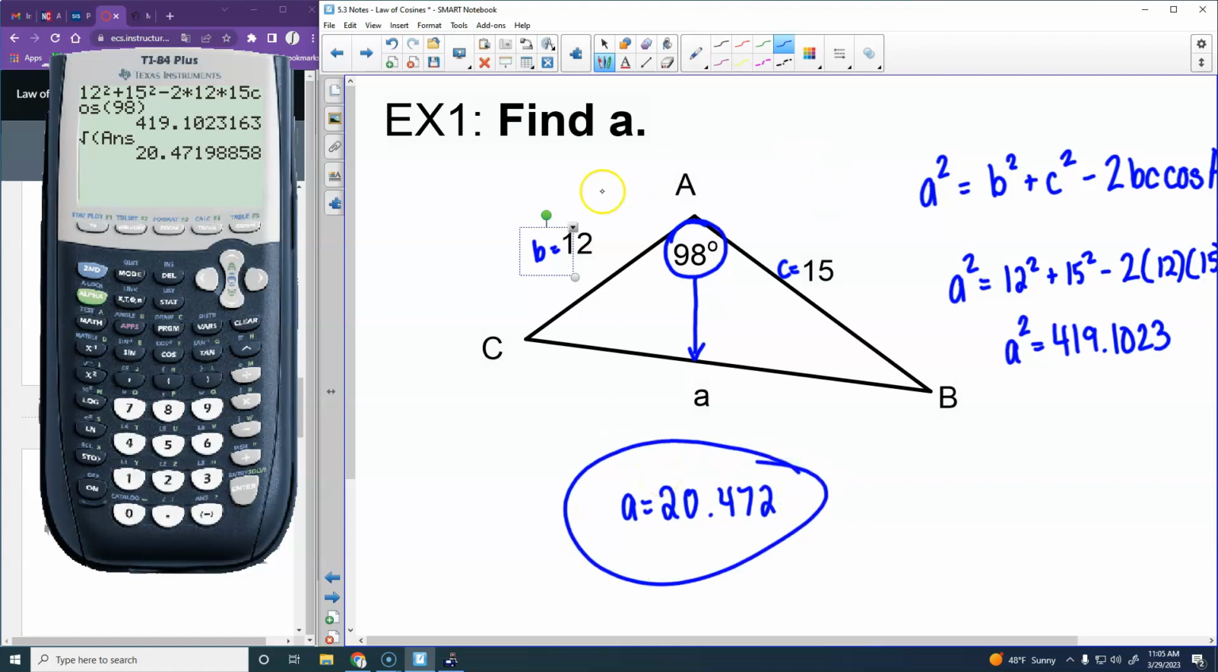And that's reasonable. It would not make sense for us to have this side be 12, this be 15, and that be 419. So, okay, questions?